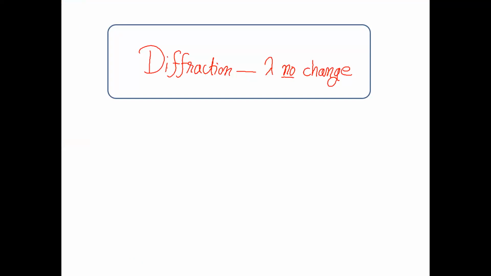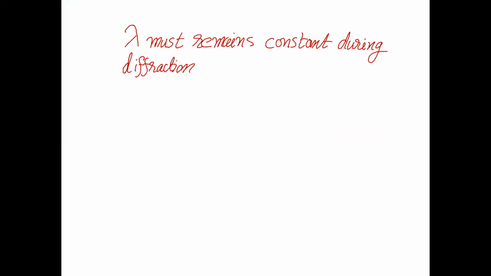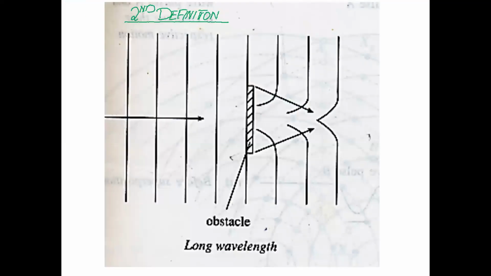During diffraction, lambda does not change. Look, this is diffraction. Waves are bending, but lambda does not change. Lambda must remain constant during diffraction. This is diffraction. What is the second definition? I show you the diagram and you can tell me now what is the second definition.